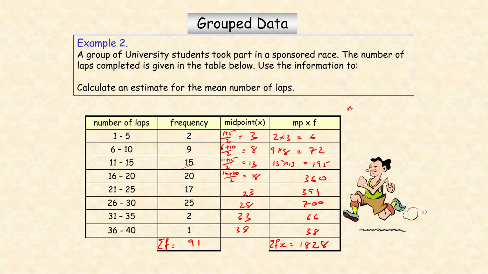Now we can work out our mean, which remember is the sum of f times x divided by the sum of the frequency. So that's going to be 1828 divided by 91. When I work that out on my calculator, the average number of laps is 20.1. Okay, good. So check your work, and when you're ready, hit play again.